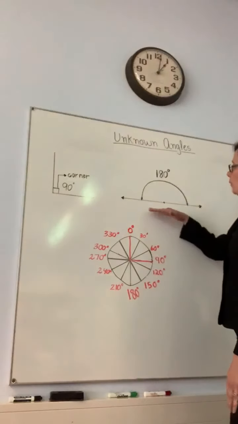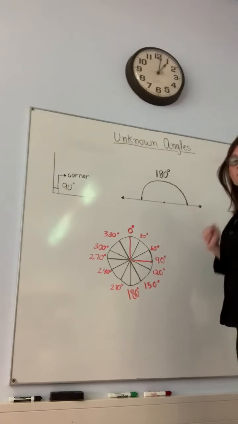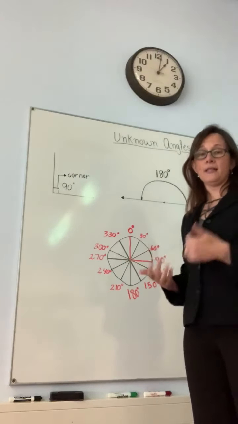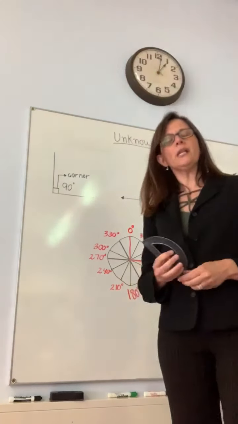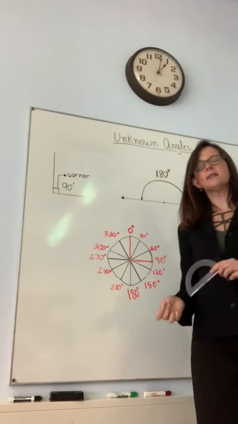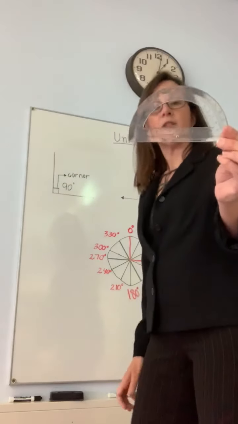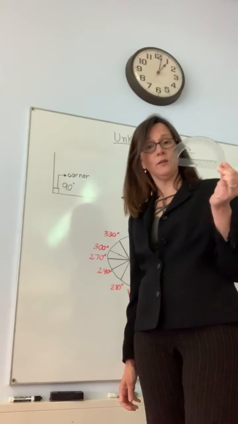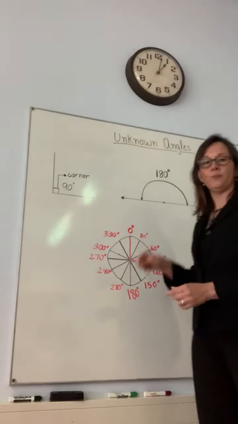Now, when we look at this angle, it's a straight line, right? So that already tells you the name of the angle, straight angle. A straight angle is 180 degrees. What do we use that looks like a straight angle? It's a protractor. The protractor is exactly 180 degrees. It is a straight angle.